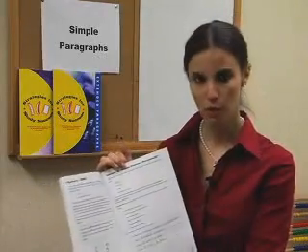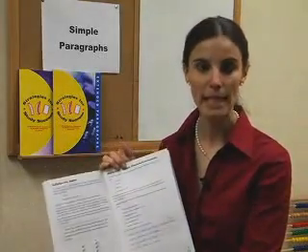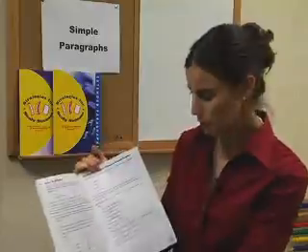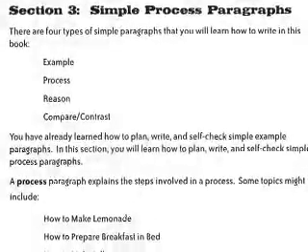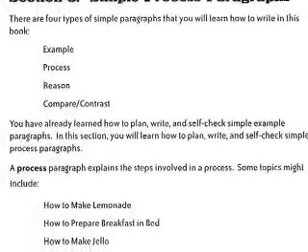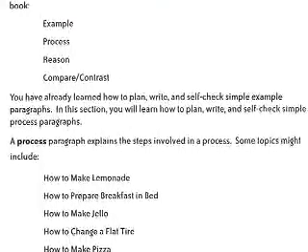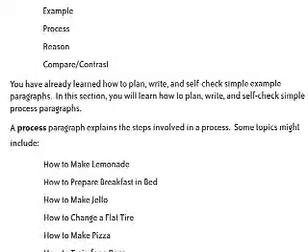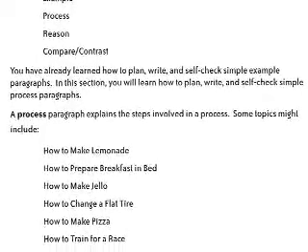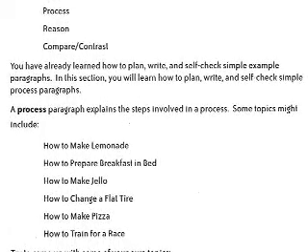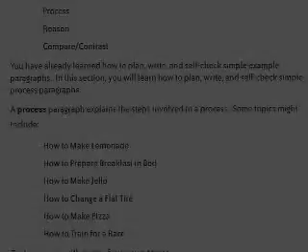Now we move into section 3. Here we introduce the second paragraph type, which is the process paragraph. The process paragraph explains the steps involved in a process. The student is given some sample topics to use when writing a process paragraph. These include how to make lemonade, how to prepare breakfast in bed, and how to make Jell-O.